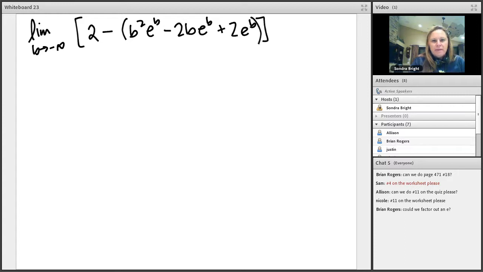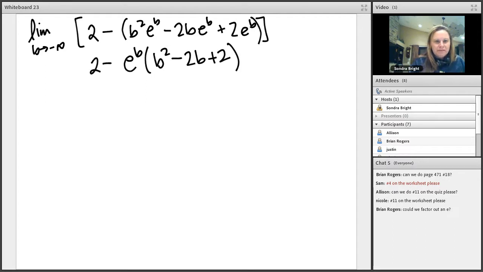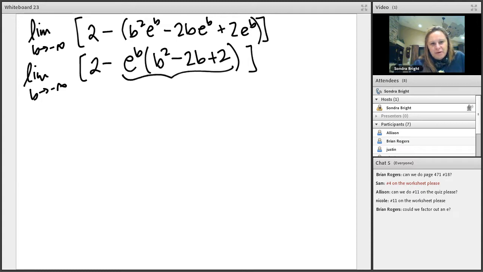Okay. And so what I'm going to do is factor out the e to the b, and then you're left with a b squared minus 2b plus 2, like that. And we're taking this as the limit as b goes to negative infinity. So for this part right here, it ends up being 0 times b squared infinity plus another infinity. So it ends up being 0 times infinity, right?